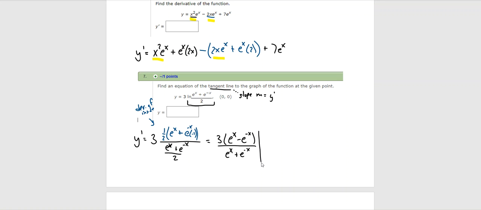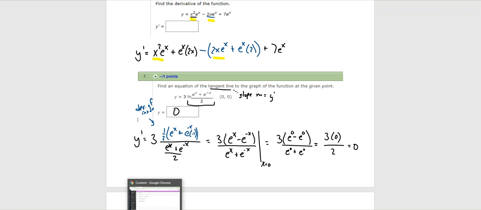And so when we evaluate at an x value of 0, we'll end up with 3 times e to the 0 minus e to the 0, make sure that's a minus sign, over e to the 0 plus e to the 0. Now we know anything other than 0 raised to the 0 power is 1. So this is 3 times 0. Are you serious? 3 times 0 over 2. That's very zero in my world. There's no way this is correct.